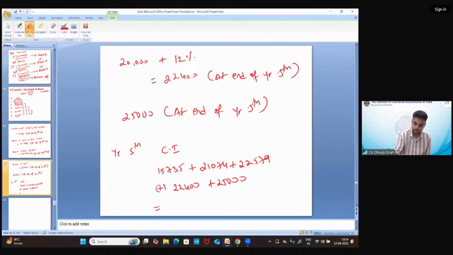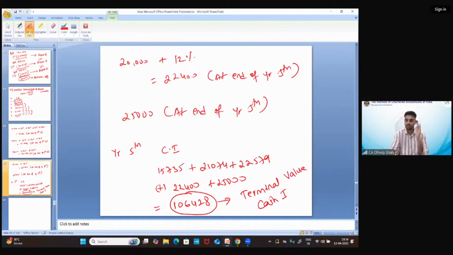Do the total. 106,428. So can I say at the end of year fifth my cash inflow will be 106,428, and this cash inflow is technically called terminal value cash inflow. Terminal value means value at the end of the project's life. The last year of the project is called the terminal year. So this is called terminal value cash inflow, meaning cash inflow at the terminal year. Terminal year means last year. 106,788. Okay.